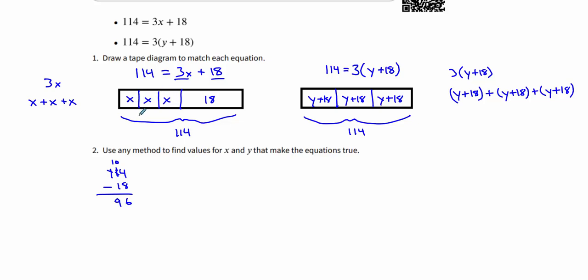So I have 3 equal parts. If I split that 96 and I take 96 divided by 3 equal parts, I get 32. So in this case, x is equal to 32. So let's go over and look at this one. Well, before I do that, I want to go back to this one here.